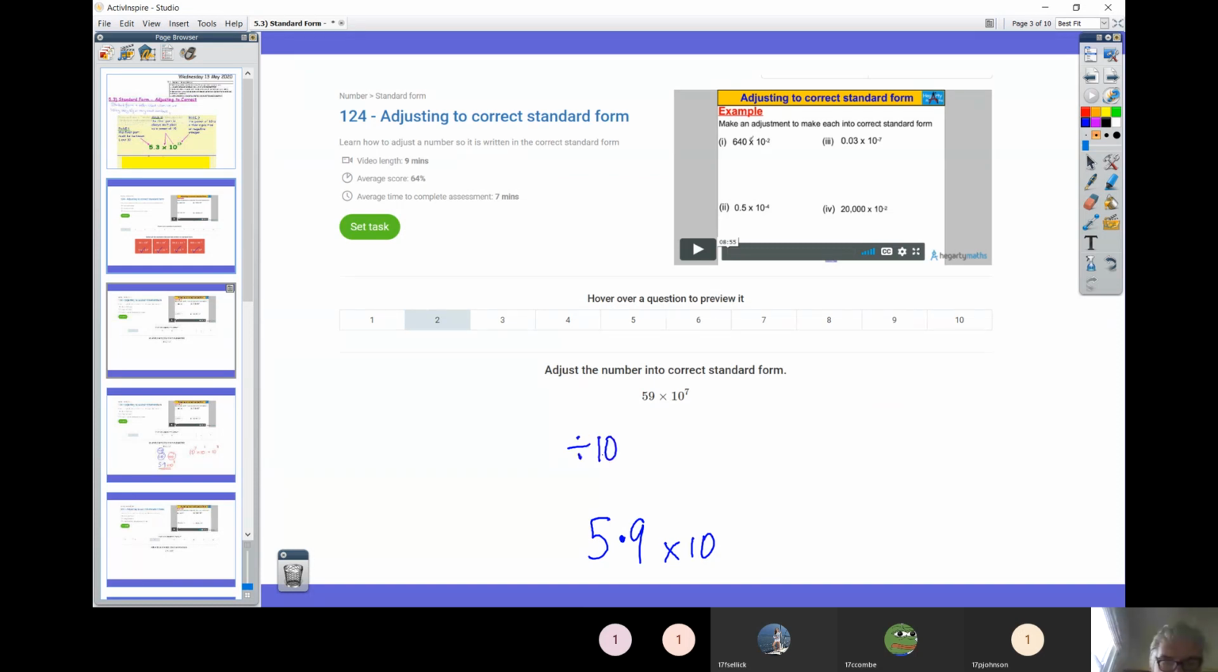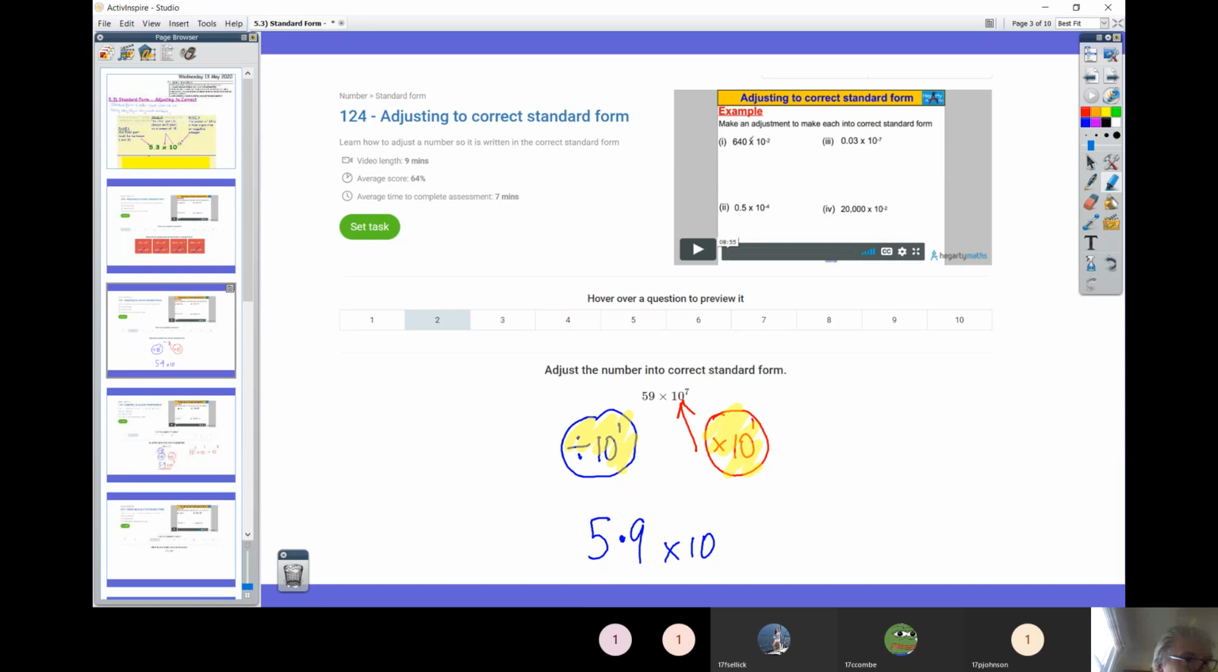Now, when you divide by 10, that's dividing by 10 to the power of 1. We are just trying to adjust the number. We are not trying to change the number. So if I've decided to divide the 59 by 10 to the power of 1, I have to do the equal and opposite to the 10 to the power of 7. I have to go and multiply that one by 10 to the power of 1.